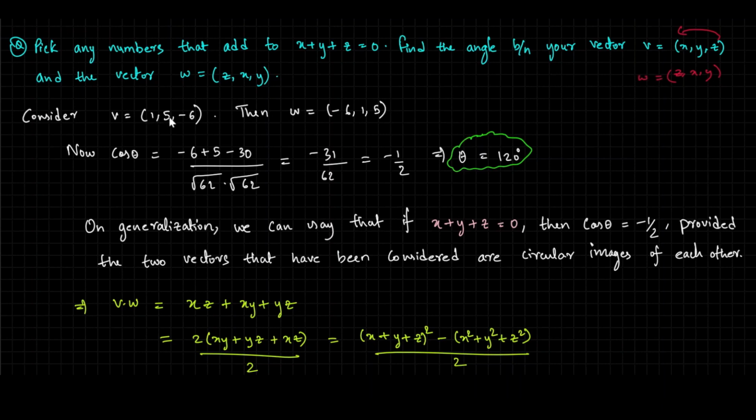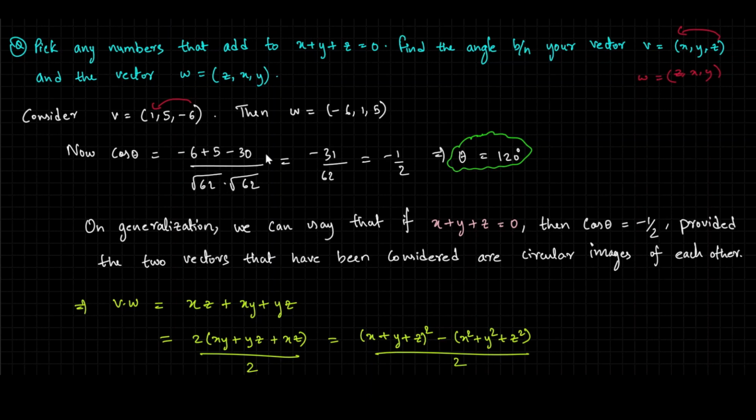So that is equal to w in this case. So consider v vector (1, 5, minus 6). Because x, y, z must sum up to 0, 1 plus 5 minus 6 is equal to 0, so I have considered this. Then w will be equal to the z coordinate first, like we must rotate this in an anti-clockwise fashion. So we get (minus 6, 1, 5). Now cos theta is equal to the dot product divided by the product of each magnitude.